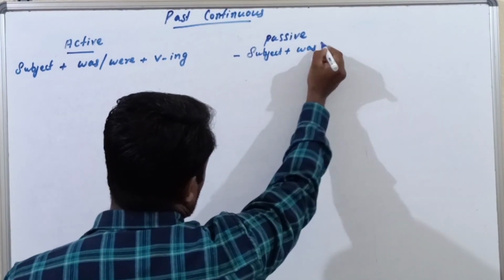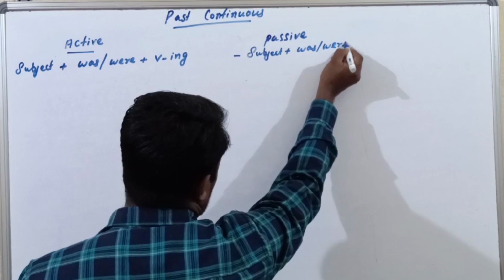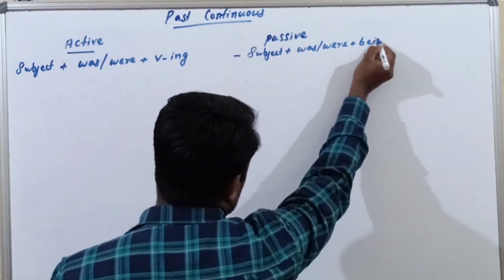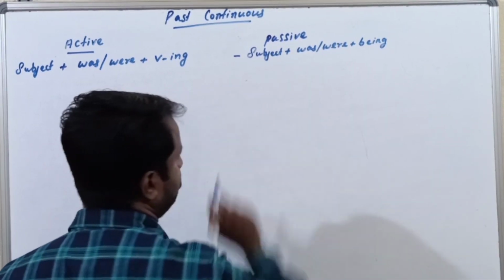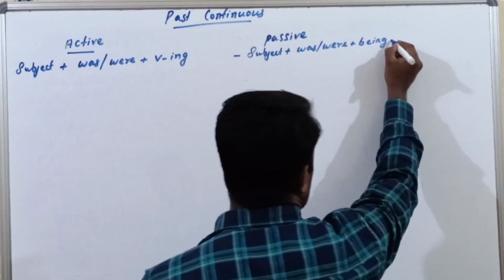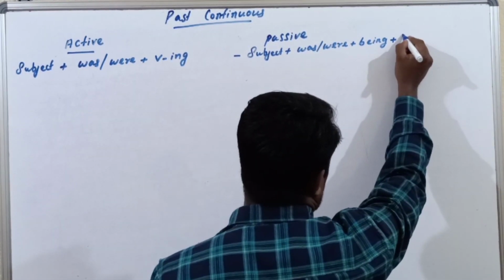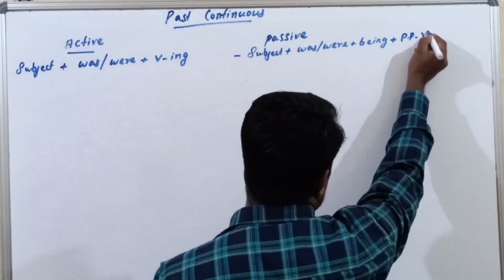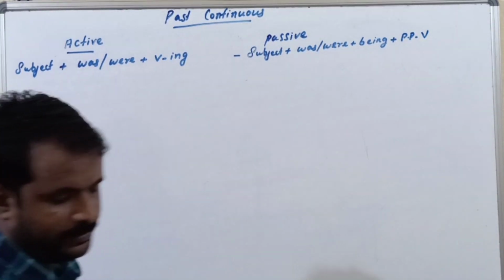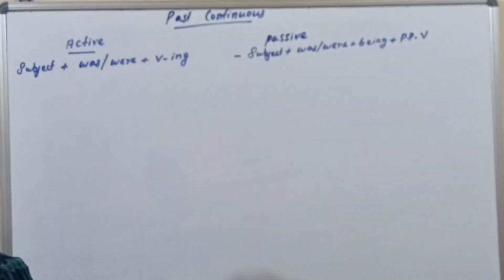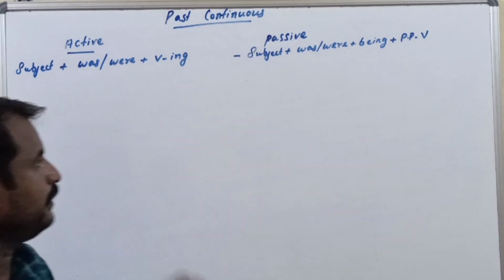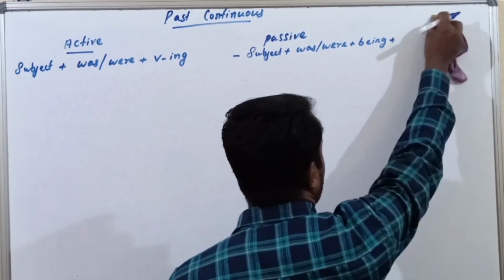So let us write: subject plus was or were plus being, B-E-I-N-G. Whenever the ing form comes, remember being comes, plus the past participle form of the verb. For this we can write BPB, past participle form of the verb. The ing form of the verb we have written as VING, right? Let us write BPB.